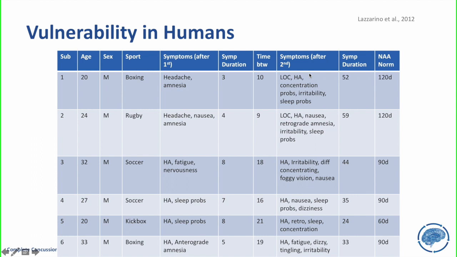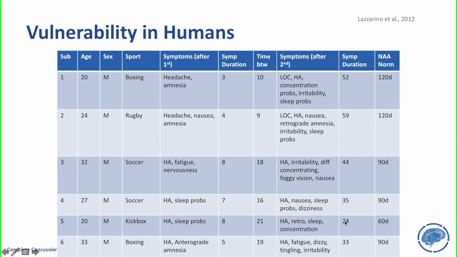Now, here's their second concussion. Symptom number obviously increases. And look at the duration of their symptoms. What was a 3-day injury now turns into a 52-day symptomatic recovery. 59 days, 44, 35, 24, 33. And you can see that basically the longer amount of time they had between their injuries, the shorter the recovery they had with the second injury. So you can see here, this one had the most.